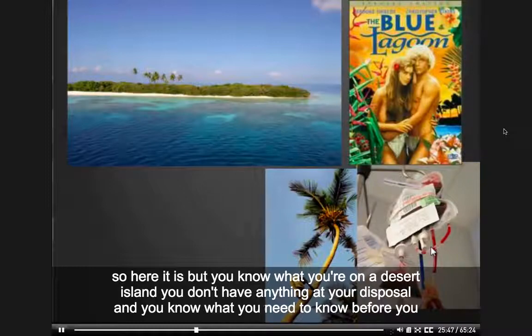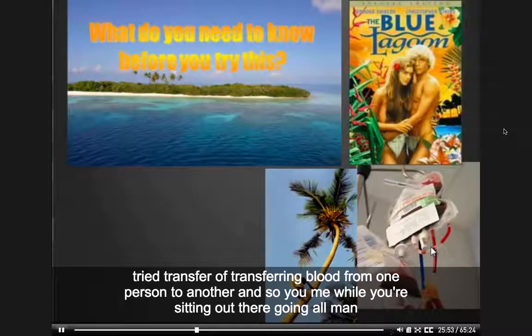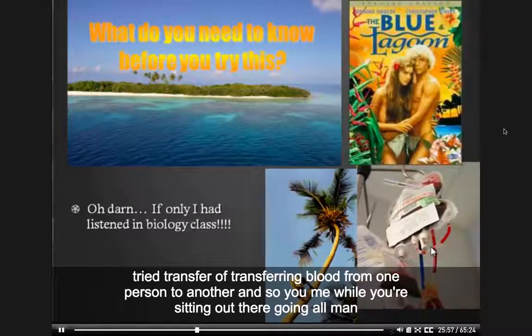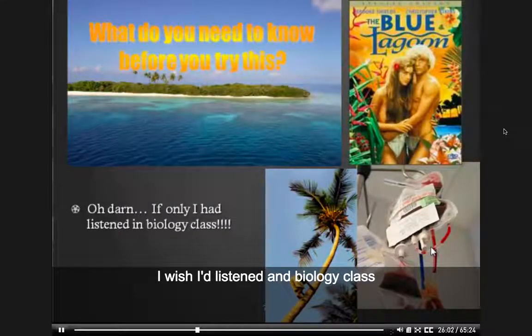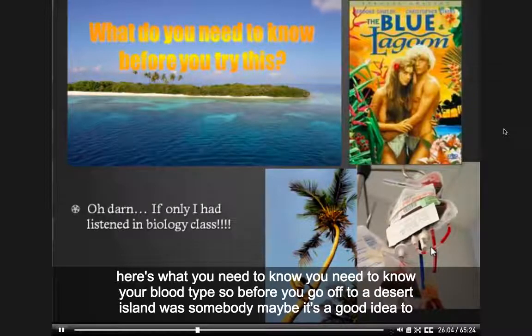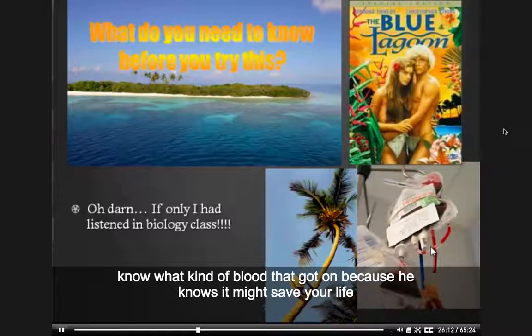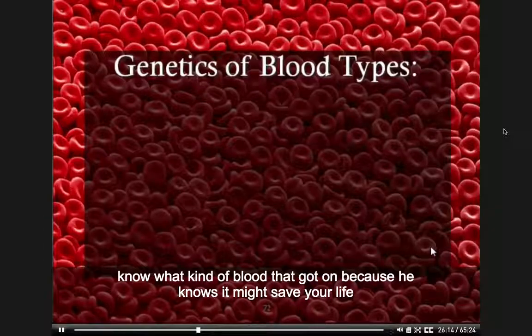But you know what? You're on a desert island. You don't have anything at your disposal, and what do you need to know before you try transferring blood from one person to another? Meanwhile, you're sitting out there going, oh man, I wish I'd listened in biology class. Here's what you need to know. You need to know your blood type. So before you go off to a desert island with somebody, maybe it's a good idea to know what kind of blood they've got. Because who knows, it might save your life.